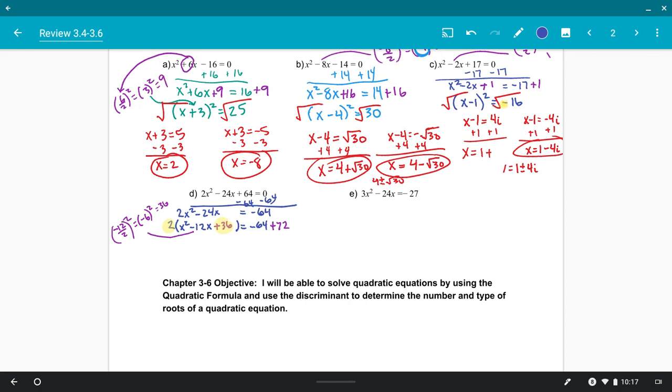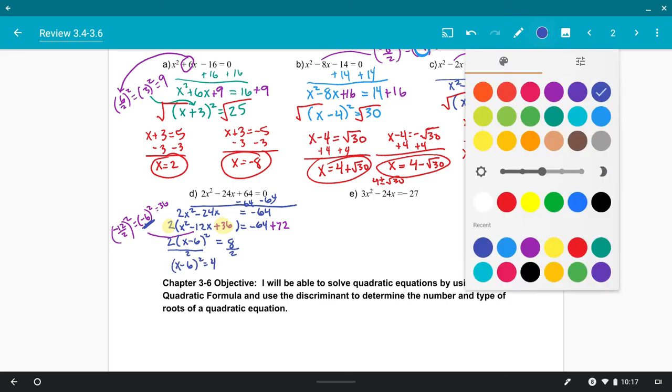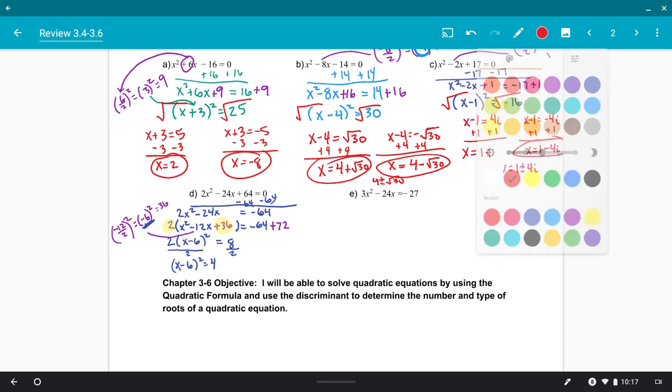And once we have done that, we can factor kind of like usual. So we'll just leave this 2 out, and we go x minus 6 squared. We'll use this again still. Equals negative 64 plus 72 is 8. And then divide by 2. So you get x minus 6 squared equals 4. Sorry, I'm kind of running out of space here.